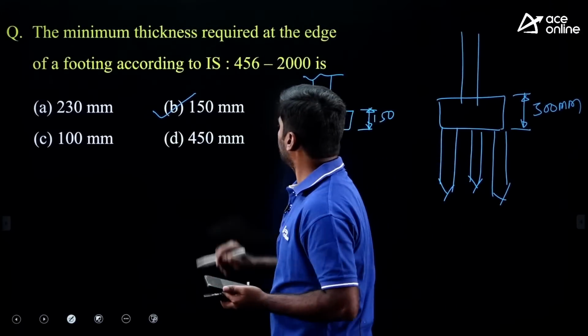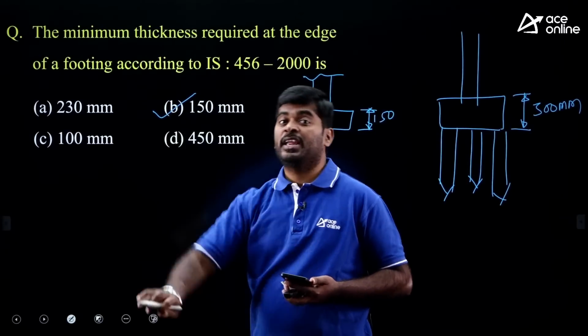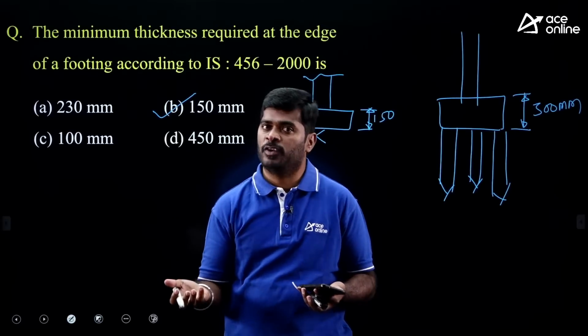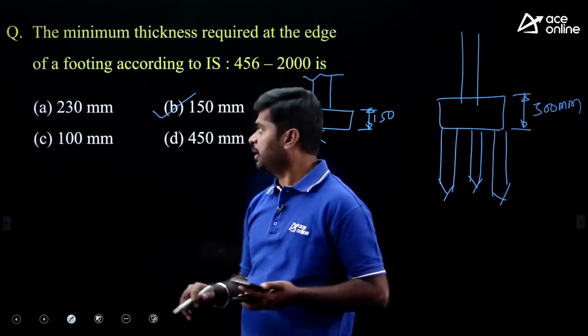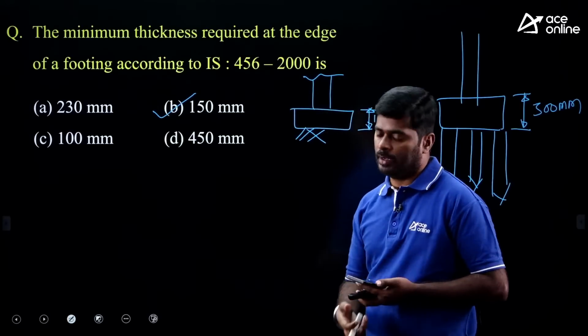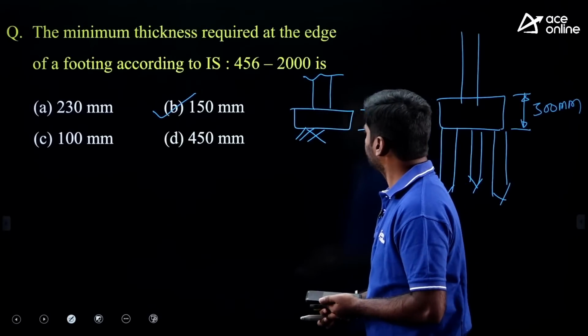Luckily, 300 mm is not given in the options. Suppose if 300 mm also given, then we know least value is 150 mm. So, we have to pick up 150 mm. Minimum edge thickness they ask. That is why we have to pick up option B. Then move to next question.